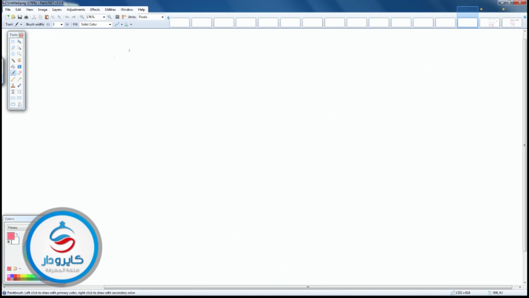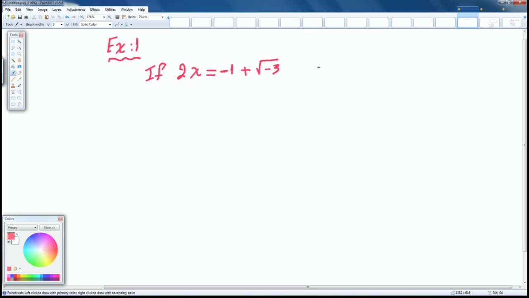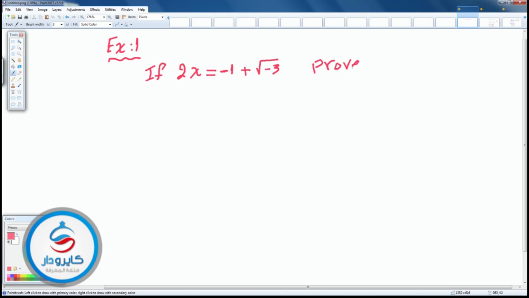Let's try to solve some examples. Example number 1. If 2x equals negative 1 plus root negative 3, prove that x power of 10 plus x power of 5 plus 1 equals 0.